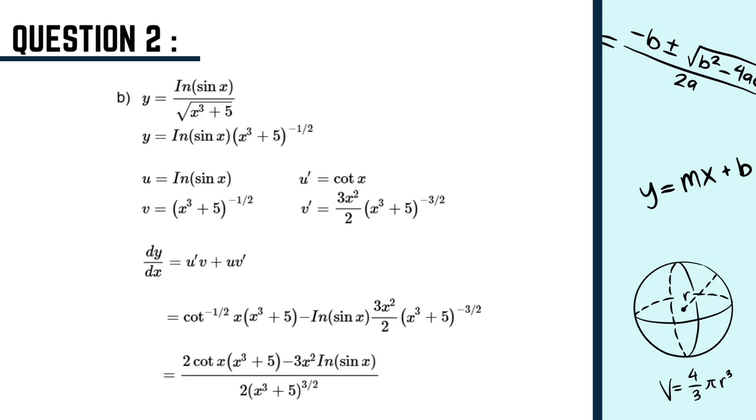Combining over one denominator, the final derivative is 2 times cotangent x times the quantity x cubed plus 5 minus 3x squared times natural logarithm of sine x, all divided by 2 times the quantity x cubed plus 5 to the power of 3/2.